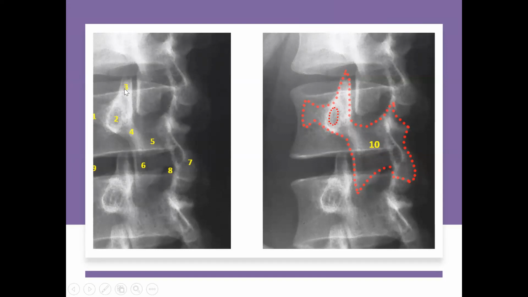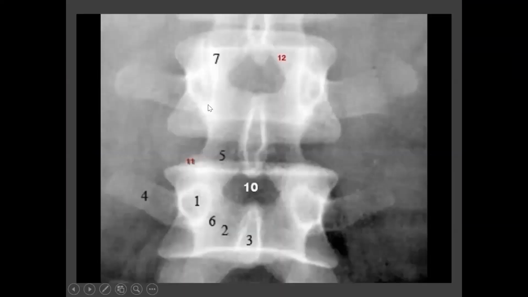Inferior articular process. Superior articular process. Very good. So you can see the superior articular process is best seen in the oblique view, not in the AP view. In the AP view, the superior articular process is very faintly seen, and it is overlapped with the inferior articular process and other structures, so you cannot see it nicely.